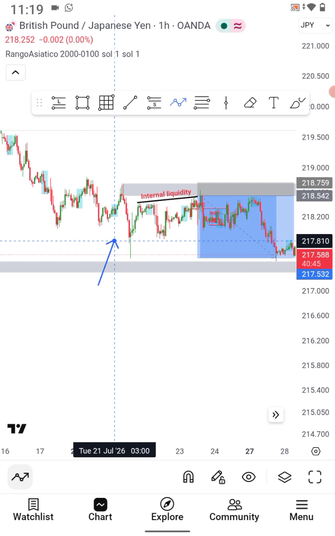I am of the opinion, a very strong opinion, that if institutional players want to sell, they will buy first. They will buy up, take the price to a favorable price because they have the liquidity, and then sell from there. The same thing, if they want to buy, they will push the price down and buy from there.